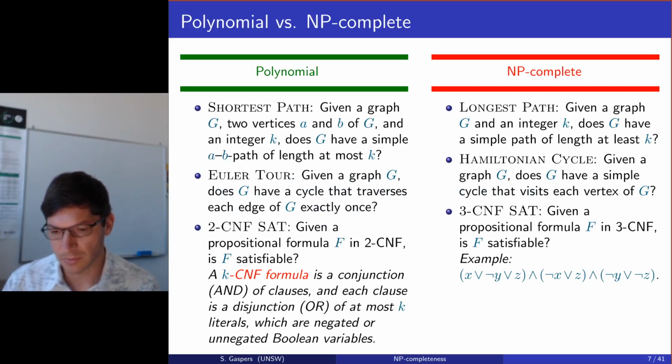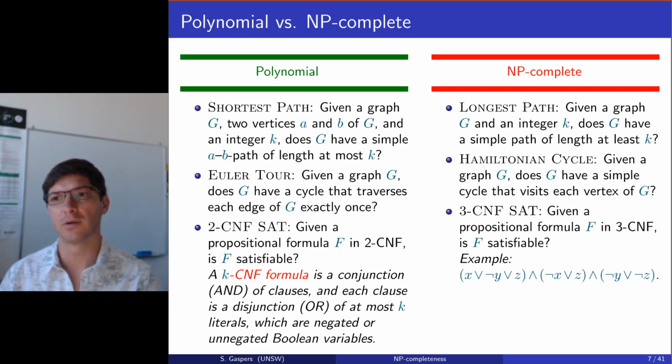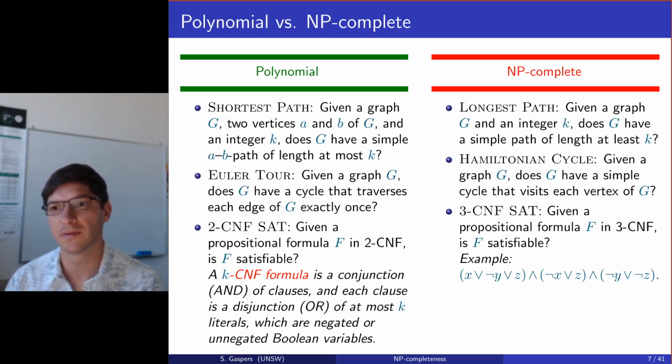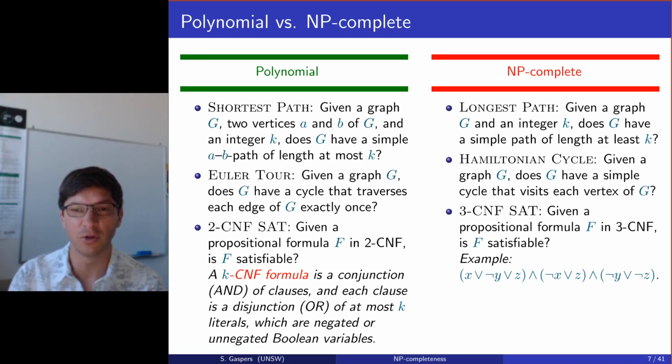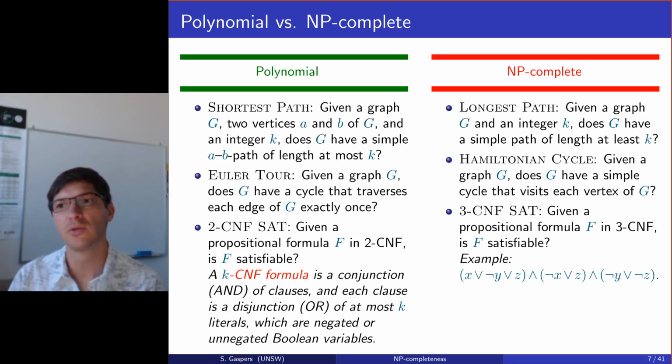So at the moment we don't know polynomial time algorithms for these, and often the best known running times are exponential time. Let me give you a few examples of problems where just making a very small modification to the problem statement brings us from a polynomial time solvable problem to an NP-complete problem.